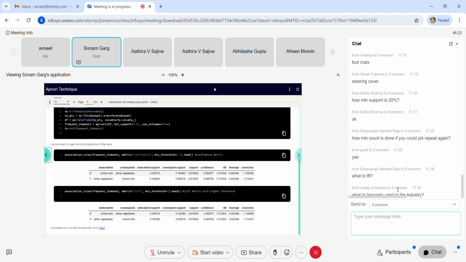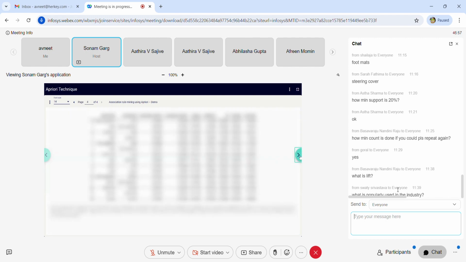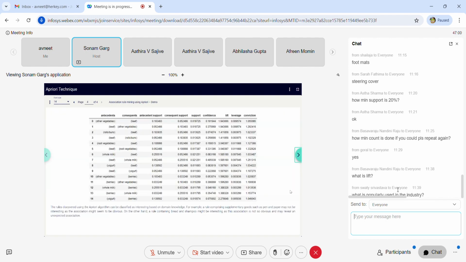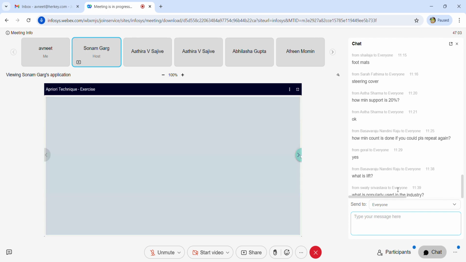I hope you're able to read it. It's saying if the person has purchased whole milk, whether the person has purchased other vegetables or not. Similarly, whether the person who has purchased other vegetables has purchased whole milk or not. So they might not be the same. You can check. Support will be the same in both cases, because we talked about why support is the same. Confidence might not be the same here, because the reverse might not be true. So this is the complete summary for all the transactions.